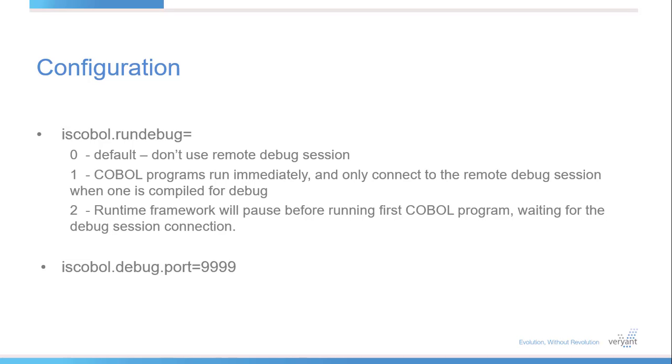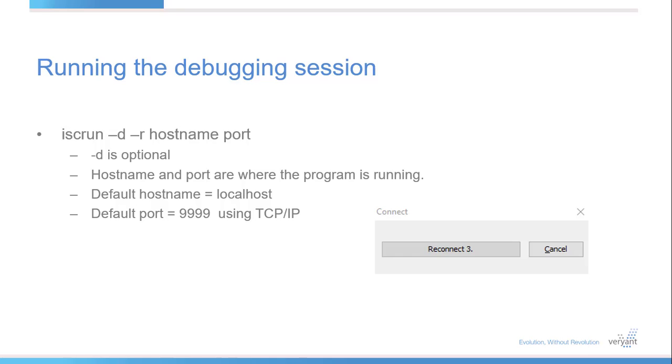The default debug port is 9999, but you can set it to a different port with iscobol.debug.port. The second step of using the remote debugger is to start the debugger on your desktop. You'll do this using the command iscrun -d -r, and if you need to, give it the host name and the port. The remote debugger will continue to try to connect to a program. If the remote program was compiled for debug and started with iscobol.runDebug set to 1 or 2, then it'll connect to the remote debugger and you can debug on your desktop. So let's take a look at when and how to use this.